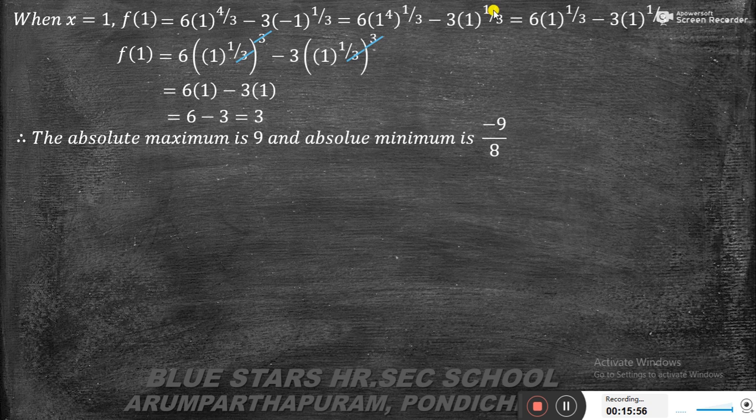So 1 power anything is 1, therefore 6 into 1 power 1 by 3 minus 3 into 1 power 1 by 3. 1 power 1 by 3 is 1, so 6 into 1 minus 3 into 1, 6 minus 3, 3. Therefore from this we find the absolute maximum and absolute minimum. The highest value we take as the absolute maximum, and the minimum value we take as the absolute minimum. Therefore absolute maximum is 9 and absolute minimum is minus 9 by 8.